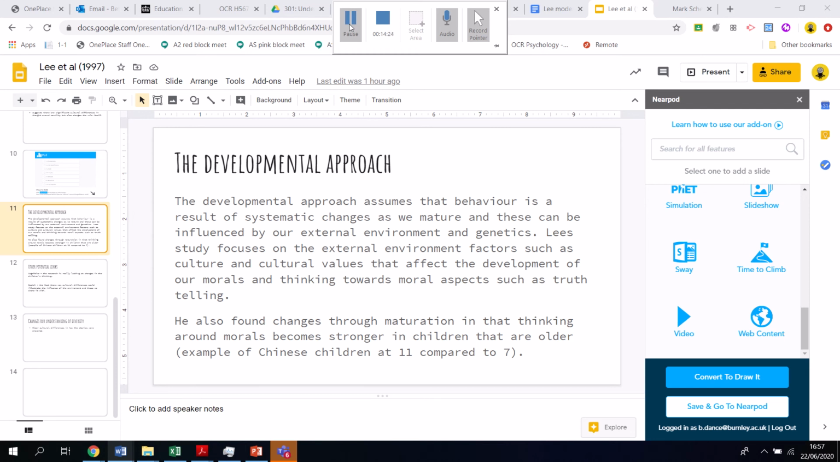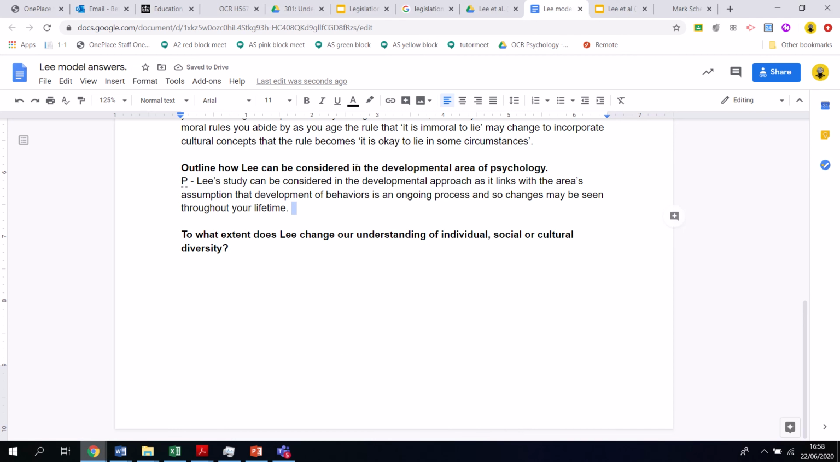So I think that's probably the point of focus that I'm going to choose, is that the developmental area looks at how the development of behaviours is an ongoing process. And as the children are maturing, their development in terms of their morals is changing. So that's what I'm going to try and focus around for this answer. Okay, so I've made a bit of a point here. So I've kind of paraphrased an assumption of the developmental area.